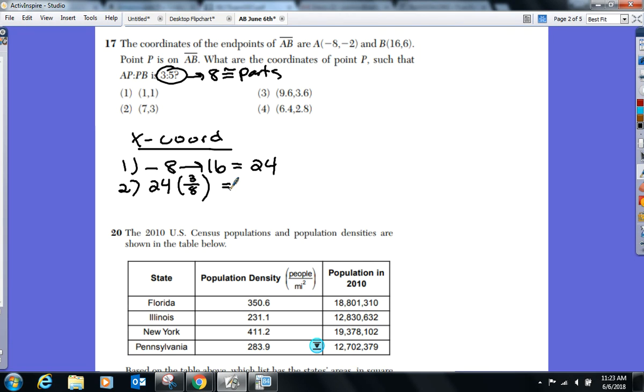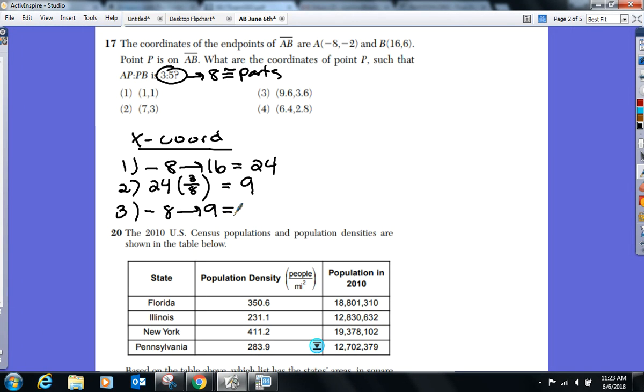I will talk at the end, always, about why you never use the last number. Okay, I'll talk about what that purpose is. What's 3/8 of 24? 9? That tells you how many units you're going from the beginning. Where did I start from the beginning? -8, and I'm going 9 units.